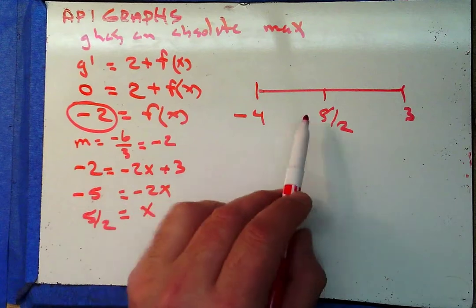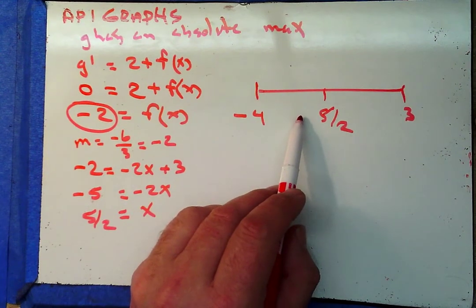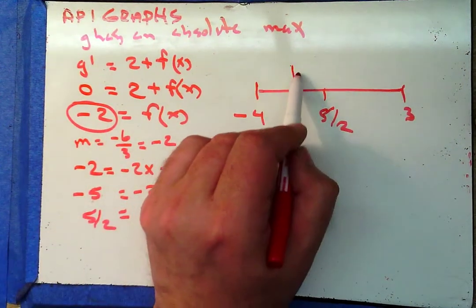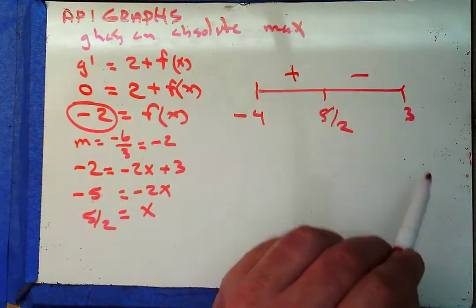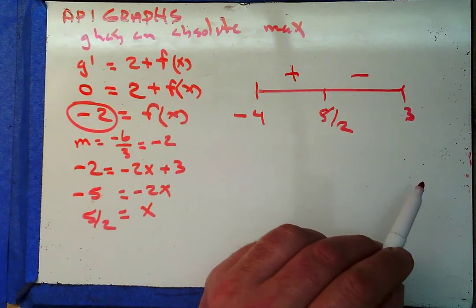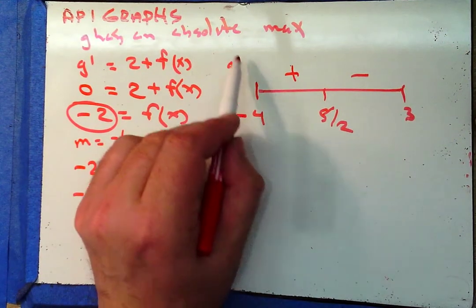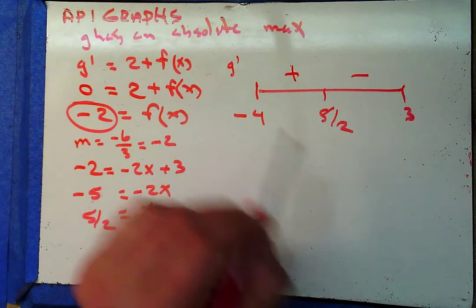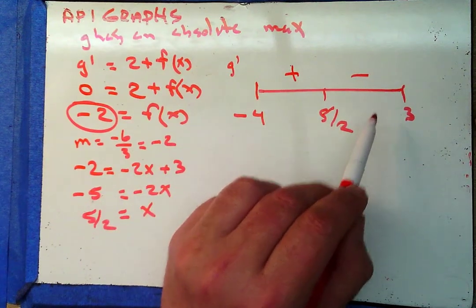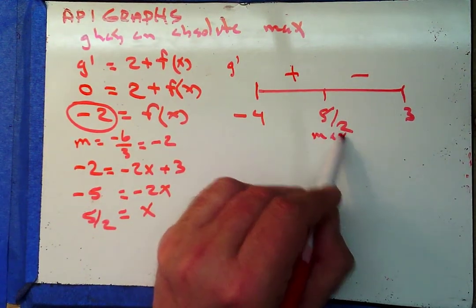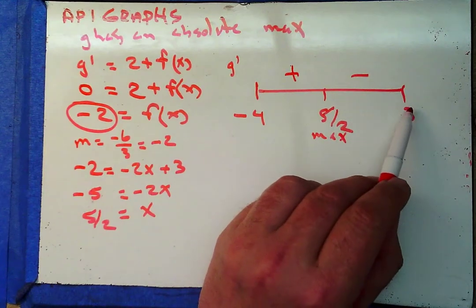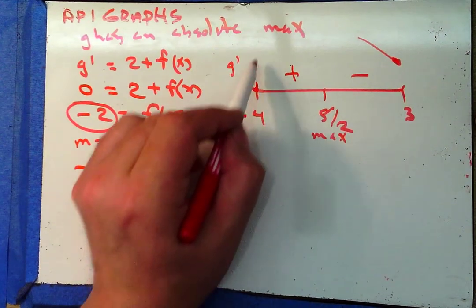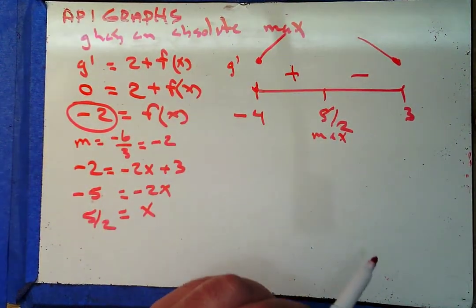F to the left of 5 halves is always bigger than negative 2, and so this would be positive, and to the left, f would be negative, and so this is our G prime sign chart. Okay, so I know that G is increasing and then decreasing. I see a max here. I see a min here because the function is decreasing to that point. And I see a min over here. My function is increasing from that point.